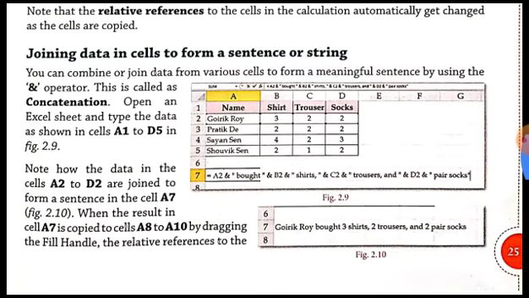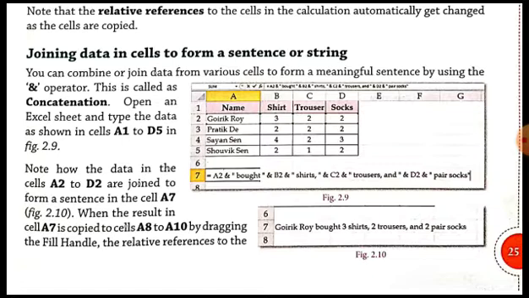Complete the typing of all the data from A1 to D5. After you have typed all the data, note how the data in the cells A2 to D2 are joined to form a sentence in the cell A7. See what happens in the cell A7. We want to join the content of the cells A2 to D2 into one single cell to form a sentence.